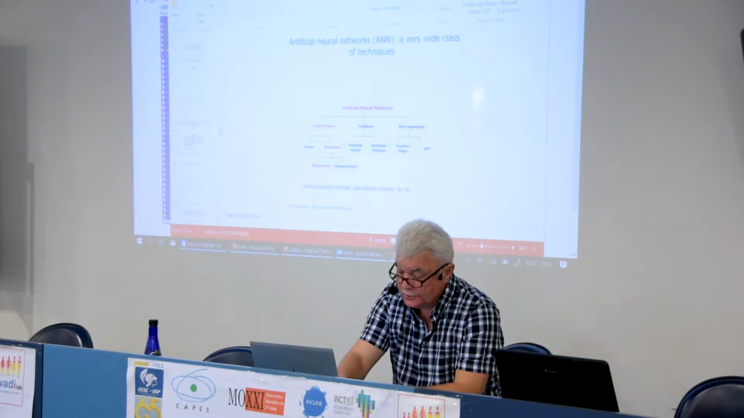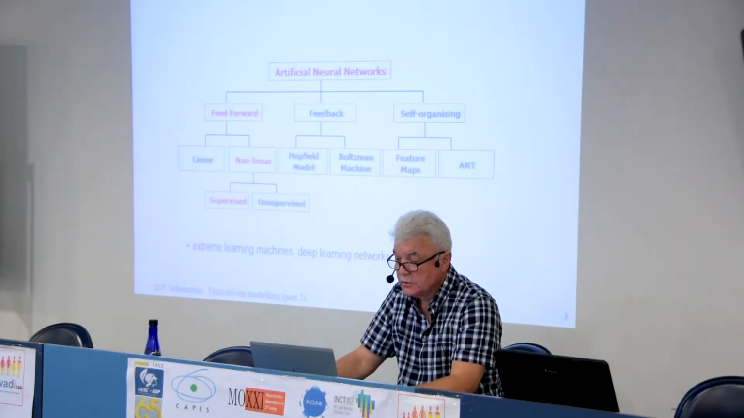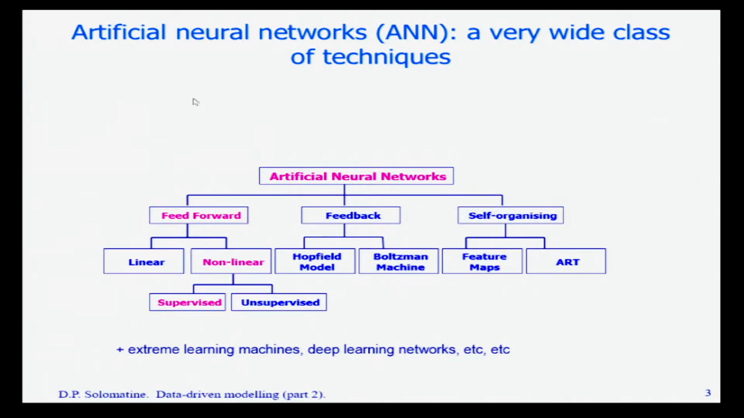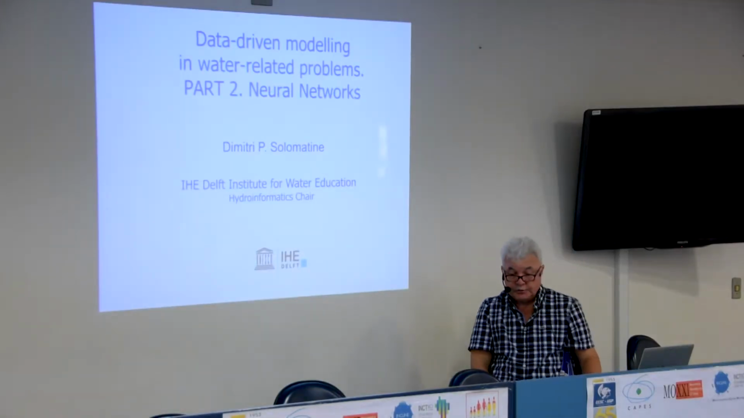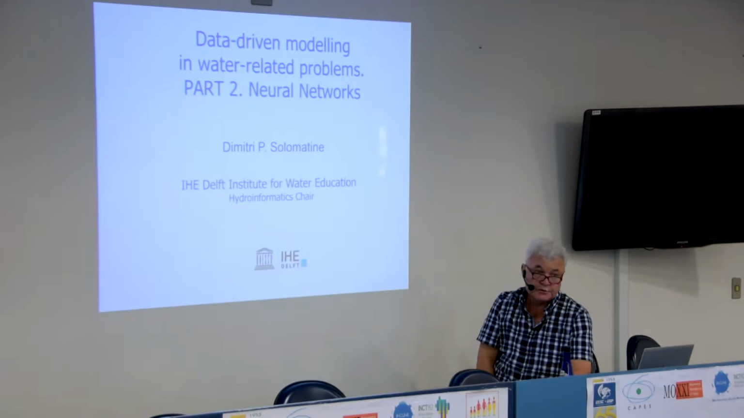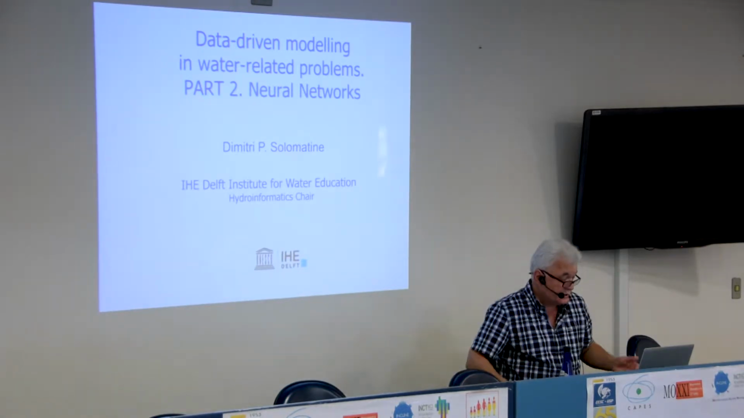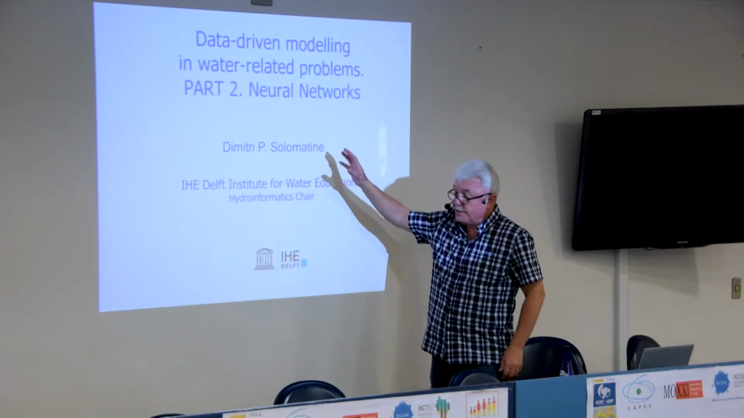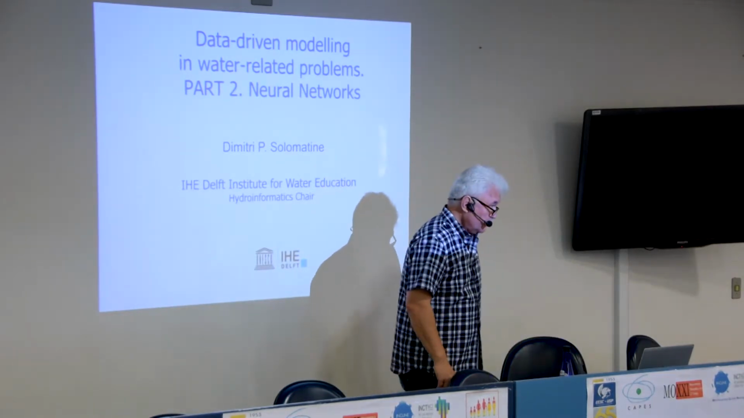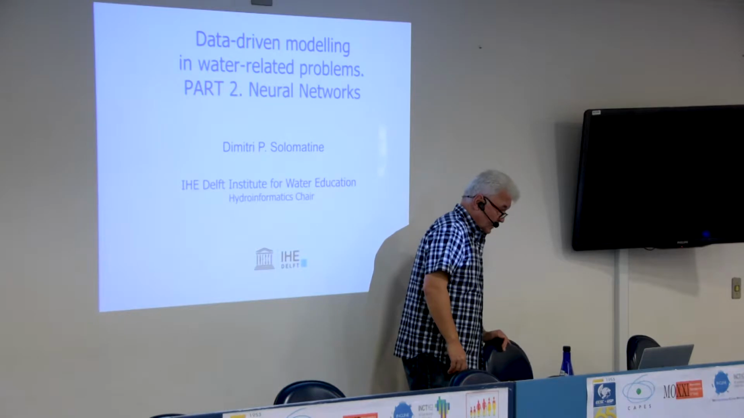Right, so neural networks. When people talk about artificial intelligence, very often they say neural networks, saying these are synonyms. Well, not really, but indeed neural networks is a very popular technology used in machine learning.